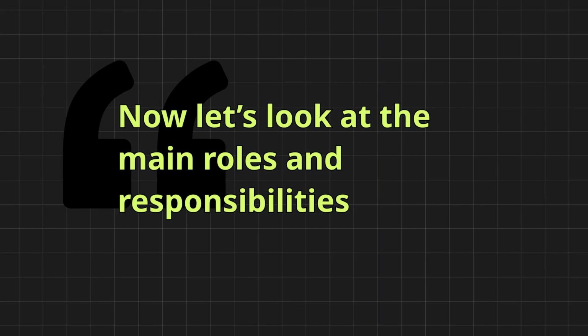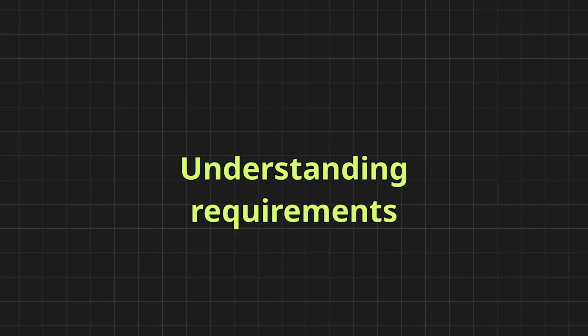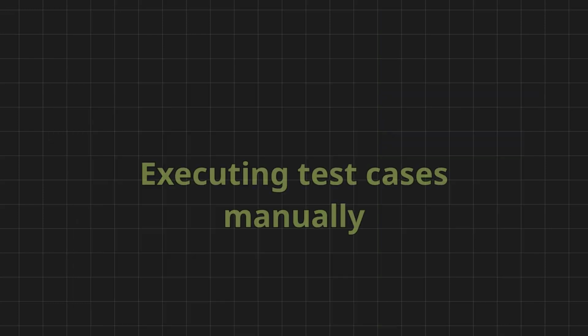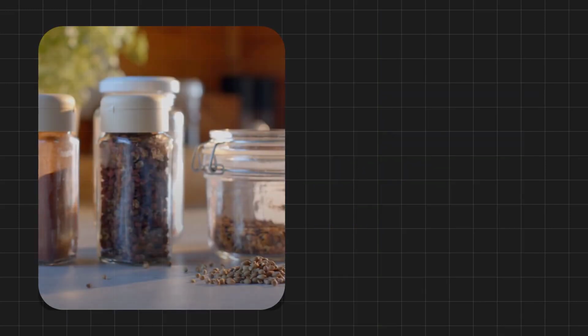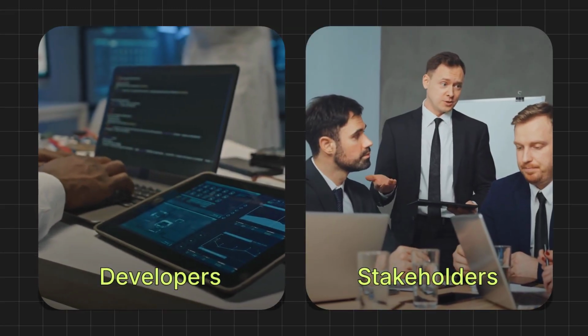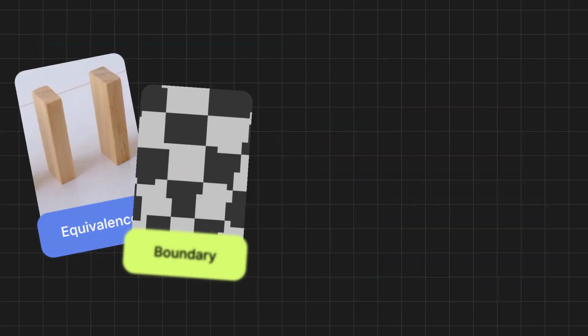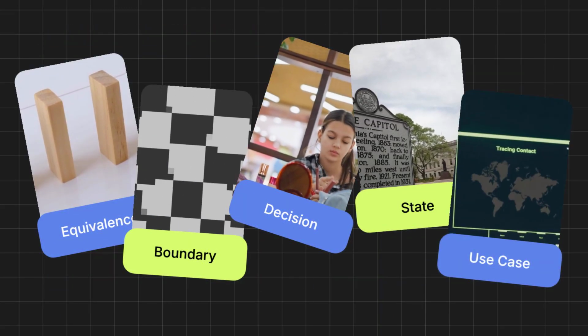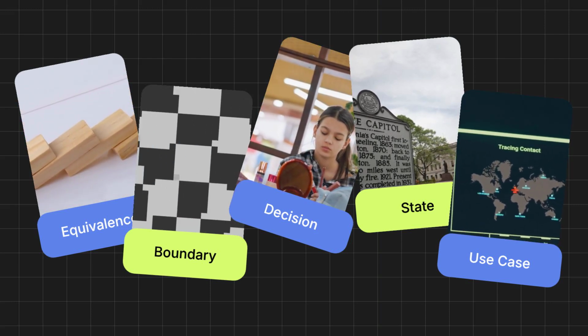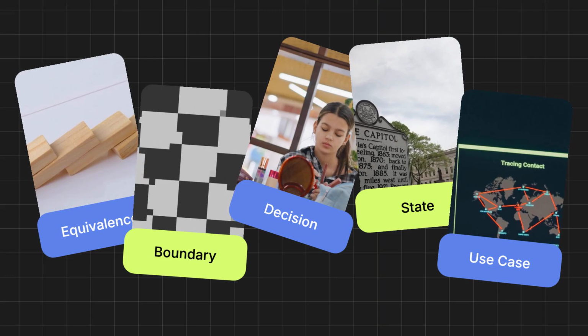Key responsibilities of a manual tester: understanding requirements and business logic, creating test cases and test scenarios, executing test cases manually, logging defects in tools like Jira, communicating with developers and stakeholders. Manual testing techniques are mostly equivalence partitioning, boundary value analysis, decision table testing, state transition testing, and use case testing.